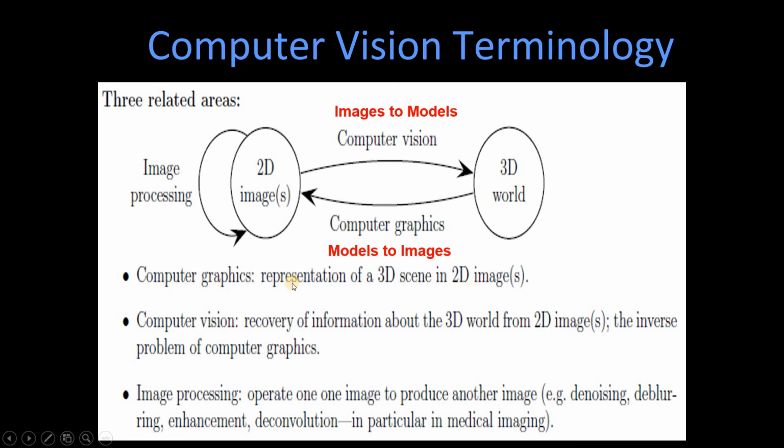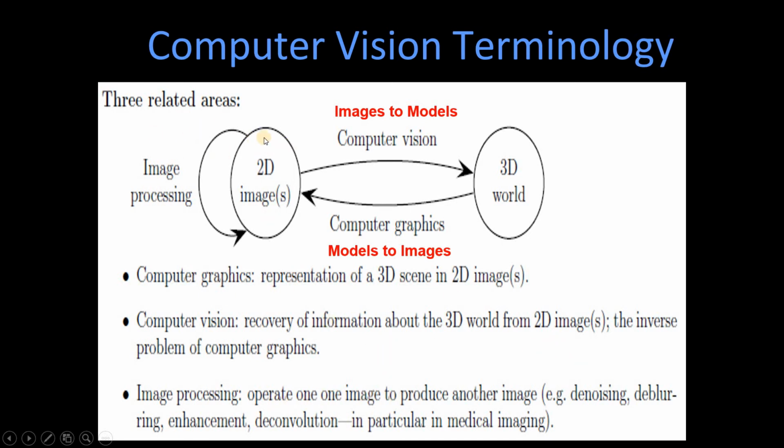So remember, in computer graphics, we take the representation of the 3D scene and try to represent it as an image. Whereas in computer vision, this course, we try to create this 3D model or 3D world using many 2D images. So we try to recover information about the 3D world from the 2D images, and it is the inverse problem of computer graphics.